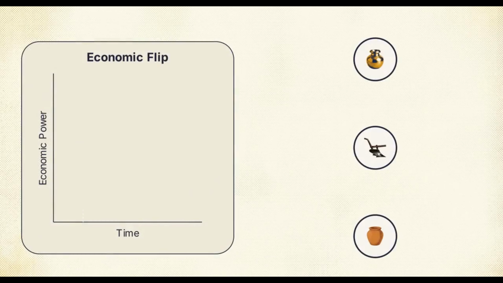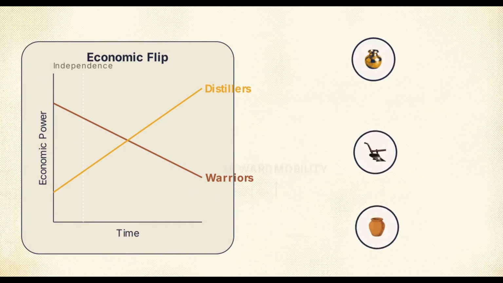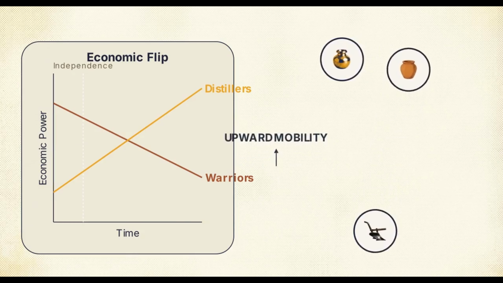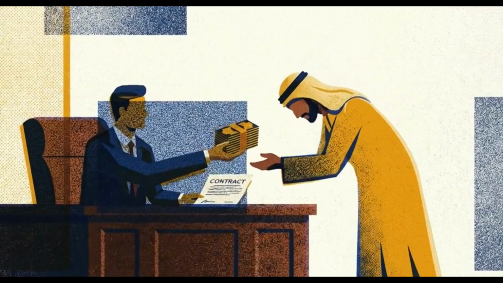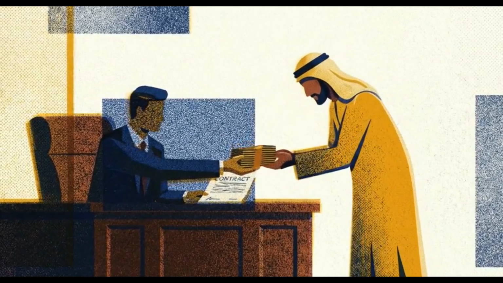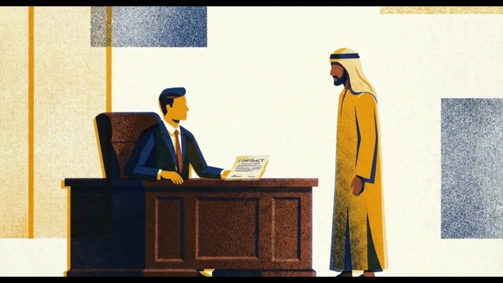This chart tracks the economic flip. As warriors lose land and wealth, the distillers gain a liquor monopoly. They use this new wealth to sever connections with warriors, adopt Brahminical rituals, and push their node upward via Sanskritisation. Ritual rank is ultimately subordinate to economic and political power. Money can change a position in the hierarchy by forcing changes in daily interaction.